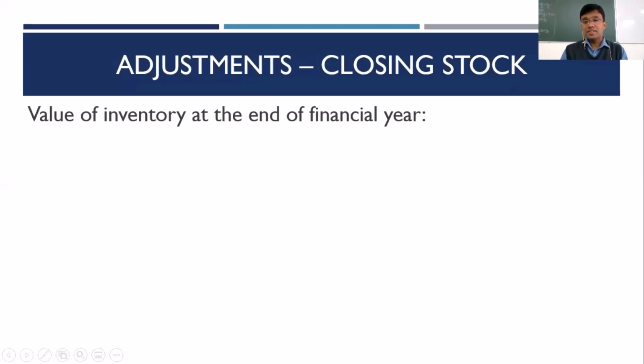Now we will be discussing some of the important adjustments that we will be coming across with respect to the preparation of final accounts. The first one that we will be talking about is the closing stock. What is meant by closing stock? Closing stock refers to the value of inventory at the end of the financial year. I repeat, closing stock refers to the value of stock at the end of the financial year.